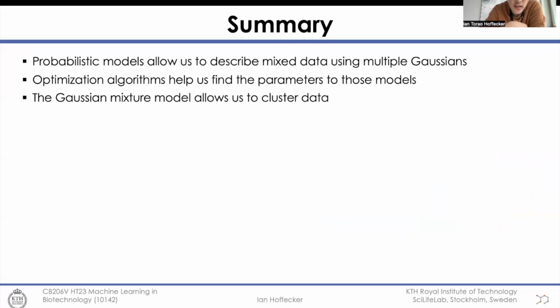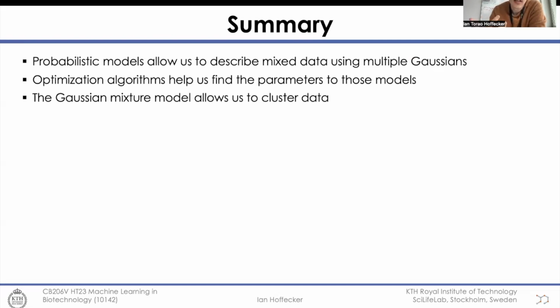Okay, so that's it for this session. To summarize, today we looked at probabilistic models and how we can use those to describe mixtures of data, or data coming from a mixture of sources. We did this by fitting 2 or more Gaussians to this mixture of data. And then we talked about optimization algorithms, and these help us find these parameters. We did this using the gradient descent method, where we're looking at some kind of loss function, which tells us basically how good our parameter assignment is at that particular point.